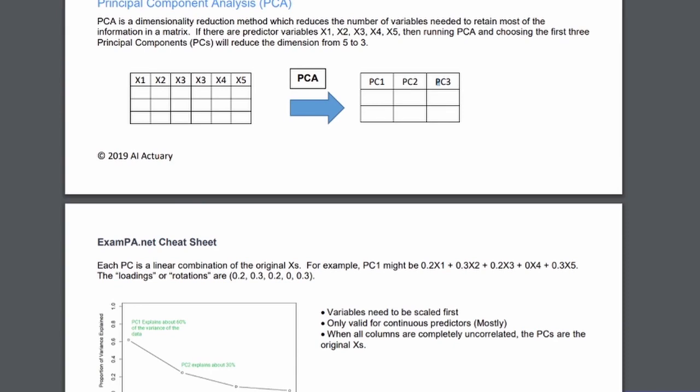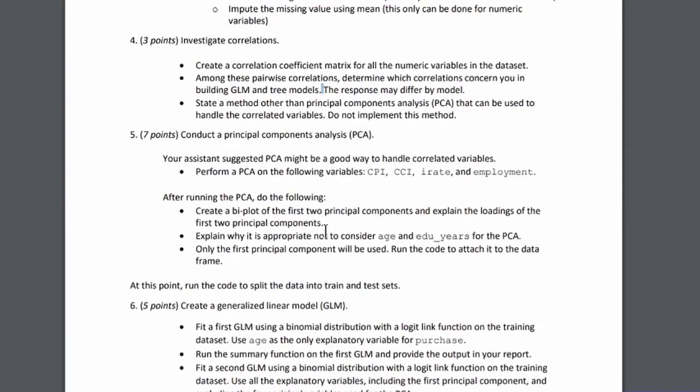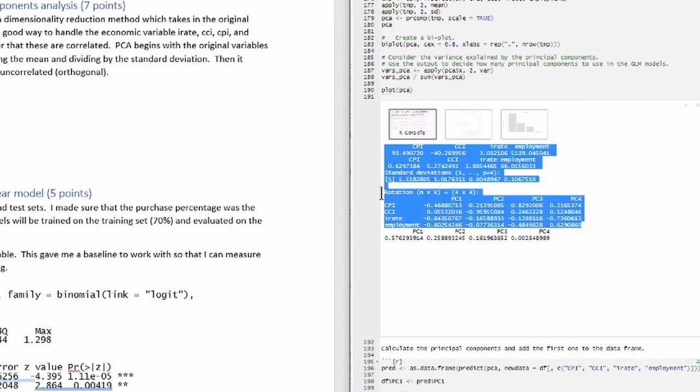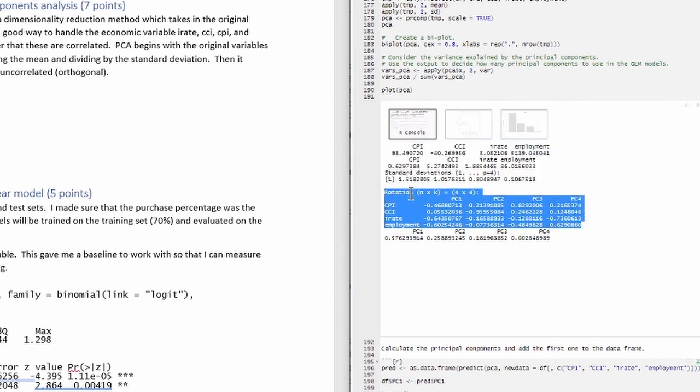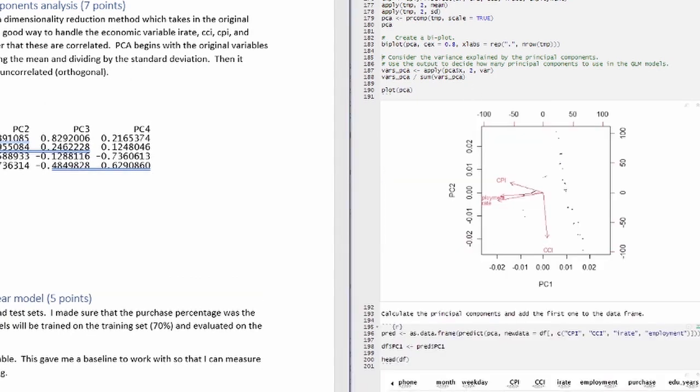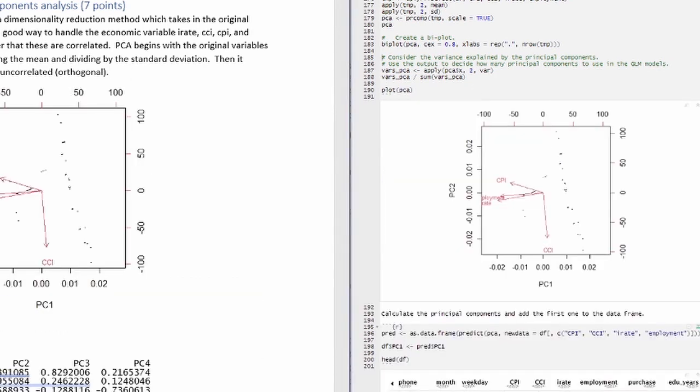Okay, what is the next part? Create a biplot of the first 2 principal components and explain the loadings of the first 2. So let's go to the code here, and I need the loading factors. Those are also called the rotations. Right here it says rotation, and I also need the biplot. You just copy the biplot. Shows the projection of the original variables onto the first 2 principal components.